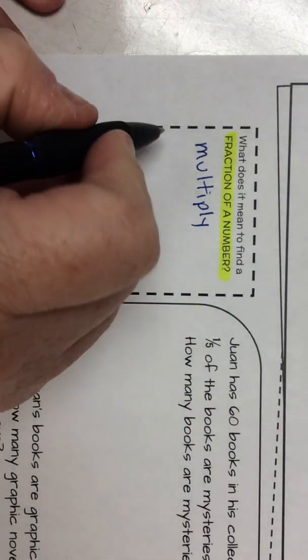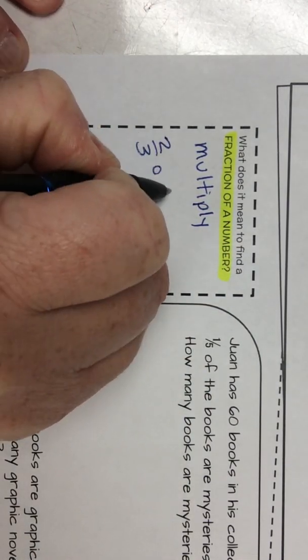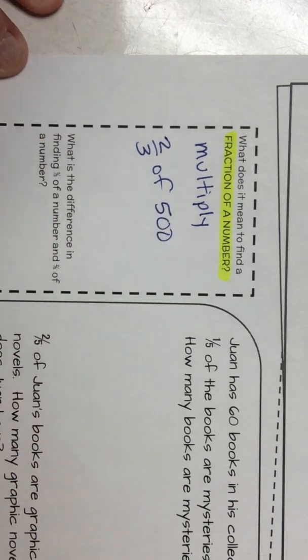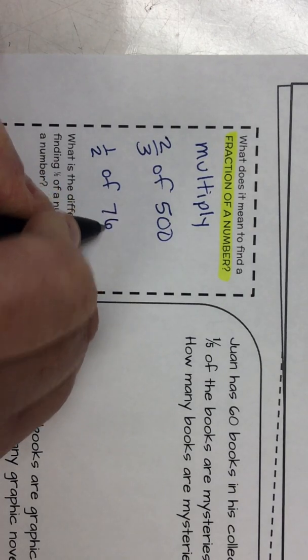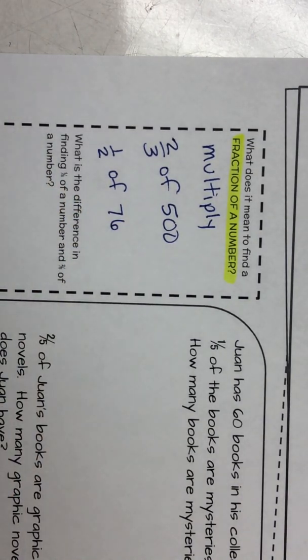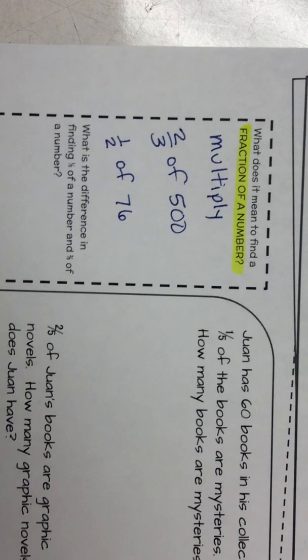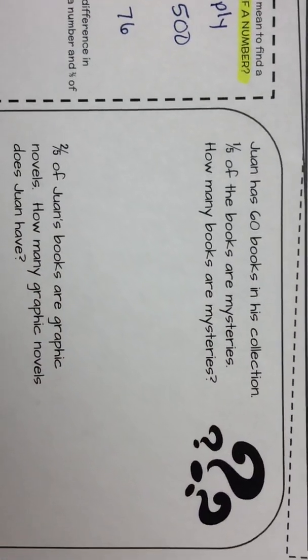Okay, and we could say like 2/3 of 500. That means multiply. Half of 76. That means multiply. It's a fraction of a number. Okay? All right, right over here.